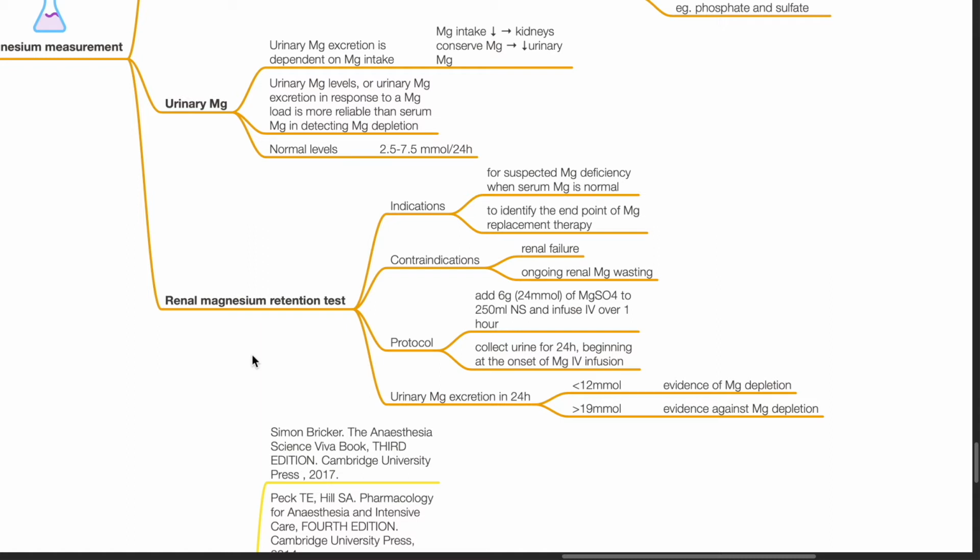The protocol is to add 6 grams of magnesium sulfate to 250 ml of normal saline and infuse IV over 1 hour, and collect urine for 24 hours, beginning at the onset of magnesium IV infusion. If the urinary magnesium excretion in 24 hours is less than 12 millimoles, this is evidence of magnesium depletion. If it exceeds 19 millimoles, this is evidence against magnesium depletion.